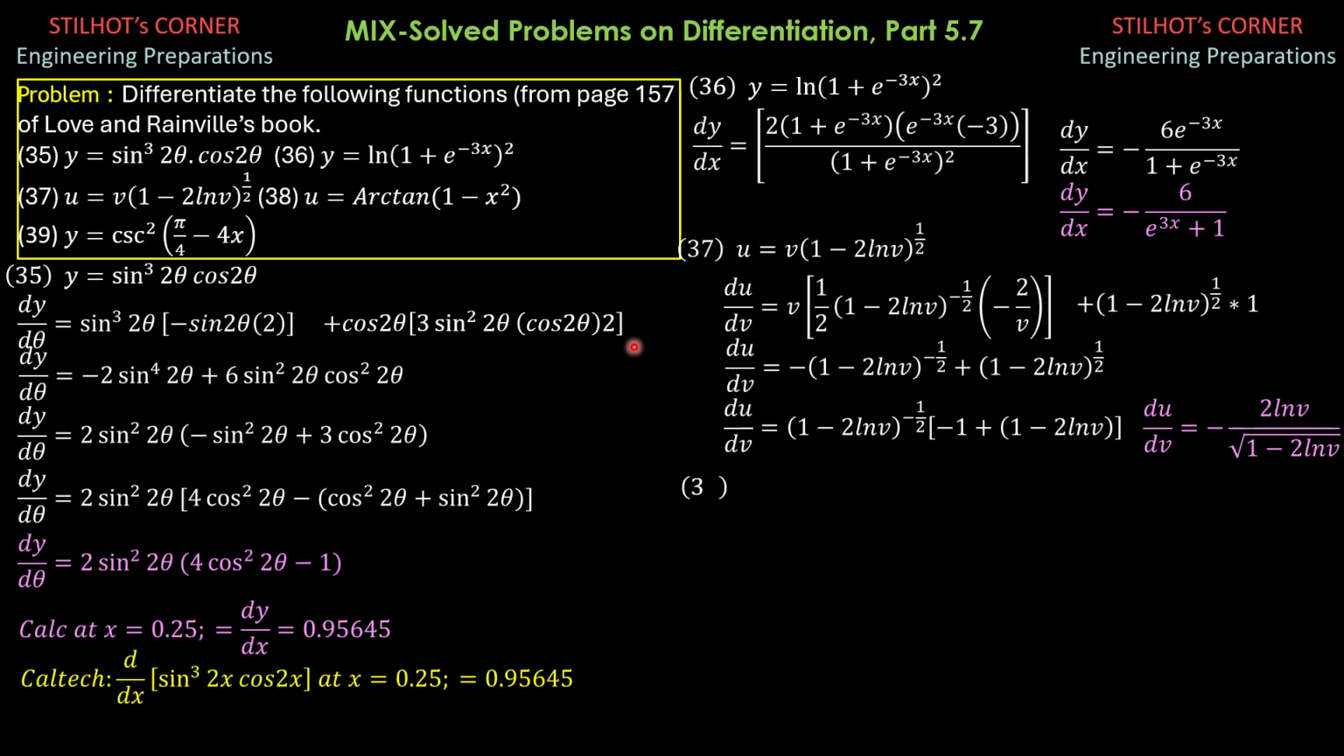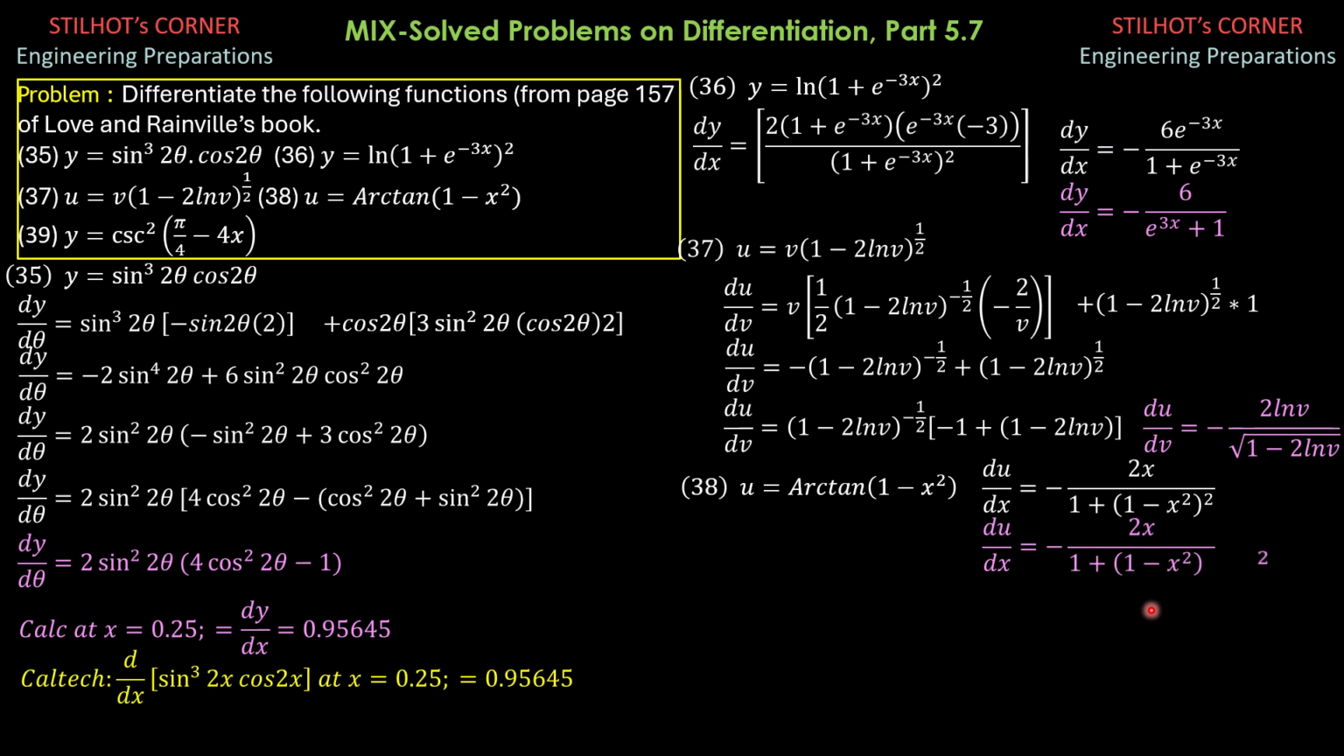Then 38, u is arctan of 1 minus x squared. Imagine that this is v. So du dv or du dx is derivative of numerator negative 2x over 1 plus quantity 1 minus x squared square. So du dx is negative of 2x over 1 plus 1 minus x squared quantity square. Simplifying, that's already the simplified form. So du dx is negative of 2x over 1 plus 1 minus x squared quantity square.